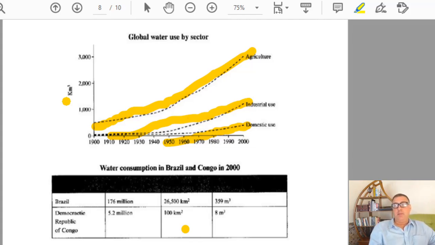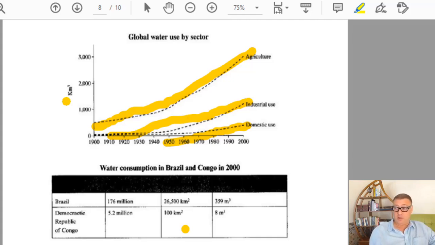Again, in a multiple graph question, it's nearly always the case. I've never seen one where this wasn't true, where 4 paragraphs didn't work, and your first details paragraph was one of the graphs, and your second details paragraph was the other graph. So our first details paragraph is going to be about global water use by sector. And remember, we've got to use figures.